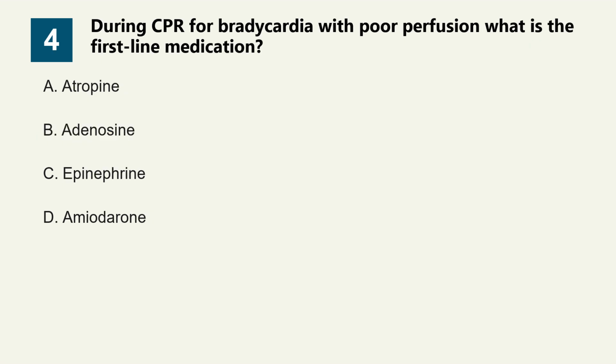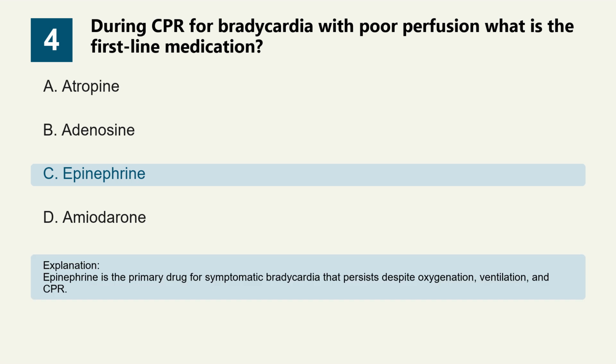Question 4. During CPR for bradycardia with poor perfusion, what is the first-line medication? Option A. Atropine. Option B. Adenosine. Option C. Epinephrine. Option D. Amiodarone. The correct answer is option C. Epinephrine. Epinephrine is the primary drug for symptomatic bradycardia that persists despite oxygenation, ventilation, and CPR.